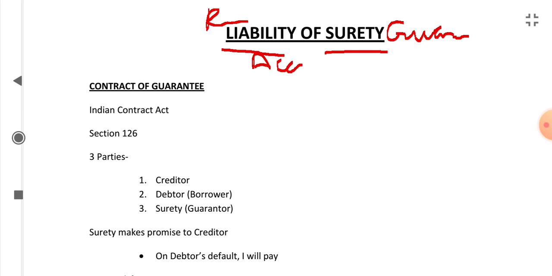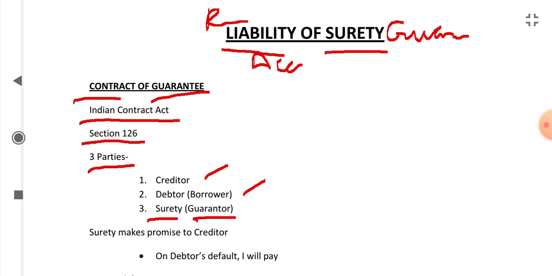Okay. In contract of guarantee, under Indian Contract Act section 126, there are three parties. One is creditor, who gives the money or the loan. Second is debtor or borrower, who takes the money or debt or loan. And the third one is a surety, or you can say guarantor, who gives the assurance or promise to the creditor.